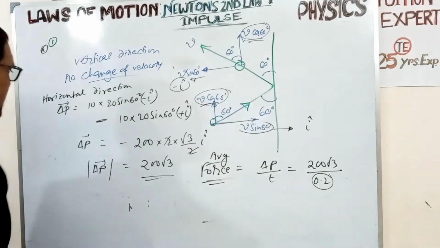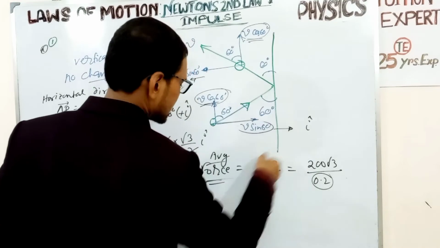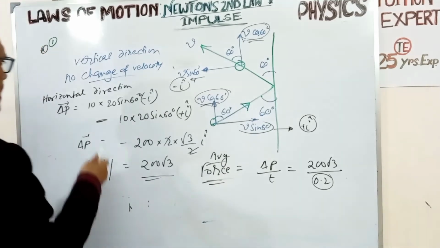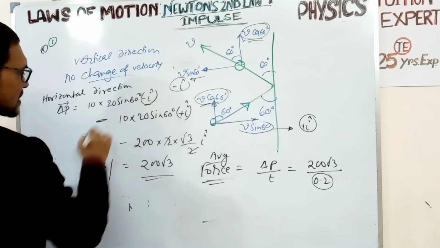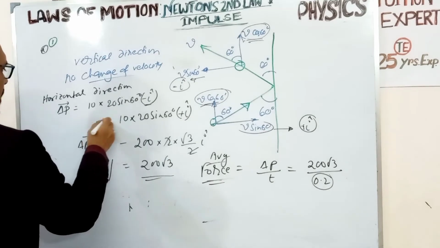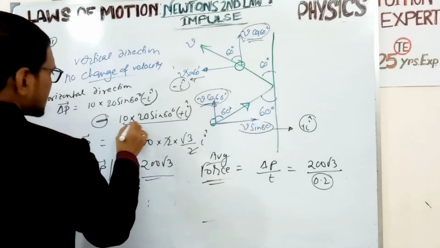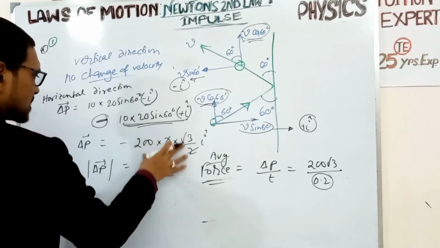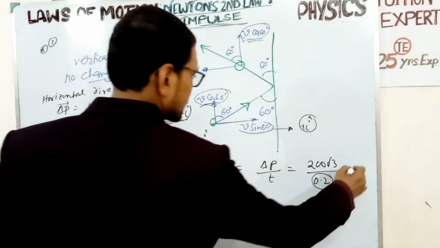So if we write the change of momentum, mv minus mu, we take a unit vector along this direction. This is plus i, so this should be minus i. So the change of momentum is the final momentum, mass into velocity with direction minus i, minus the initial momentum. If we calculate this and take the magnitude, then average force equals change of momentum by time. So this is the answer.